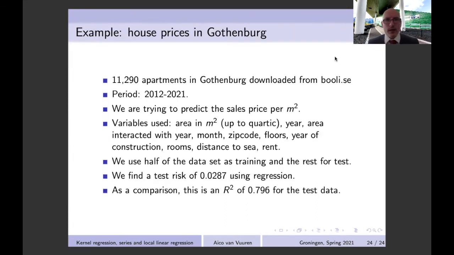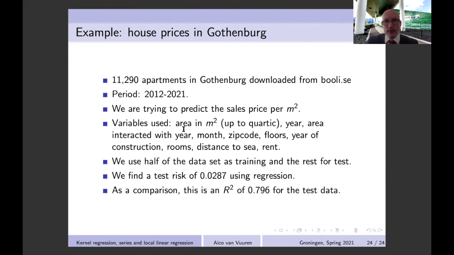At the end of this video, I would like to look at a particular empirical example. This is based on house prices in Gothenburg, and I will be coming back to this example a couple of times during this lecture series. I have downloaded around 11,000 apartments from a website called booli.se. These apartments were sold in a period from 2012 to 2021, and I would like to predict the final selling prices based on a number of variables or features.